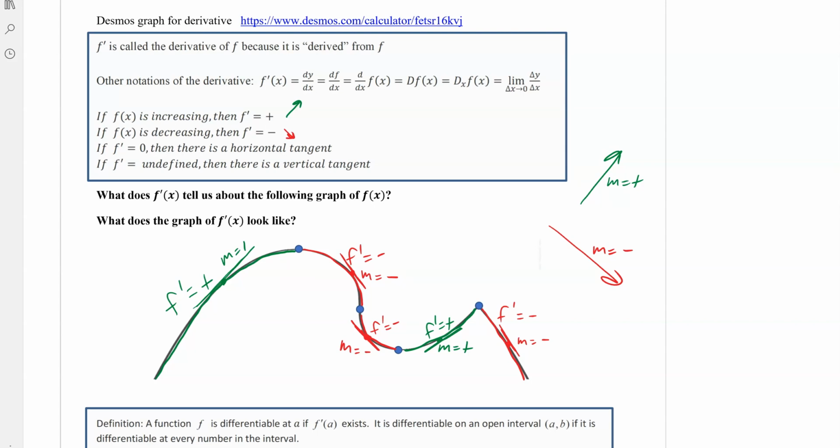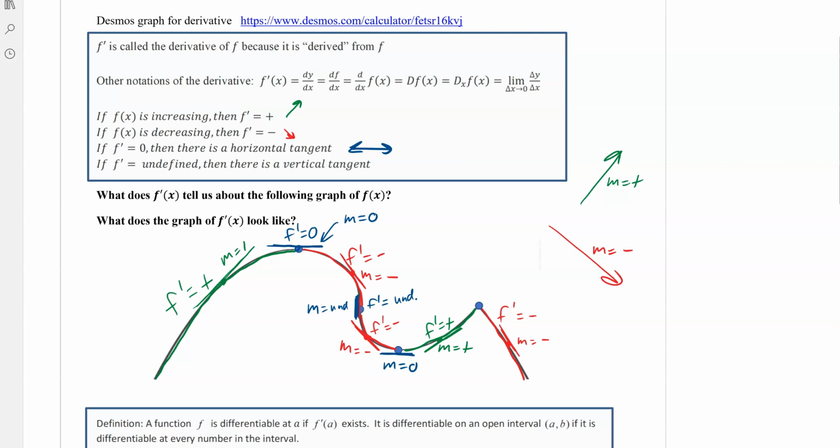Now, if the derivative is 0, that means we have a horizontal tangent. So like right here, that's our horizontal tangent. That means our f prime is 0. And again, it makes sense because if you have a horizontal line, the slope is 0. So this would also be slope equals 0. Now, if we get an undefined for our derivative, that means we have a vertical tangent. So you can actually see that here. Right here is a vertical tangent. That's our slope equal to undefined. That's our f prime equals undefined. We're also going to have points where it just does not exist as well.